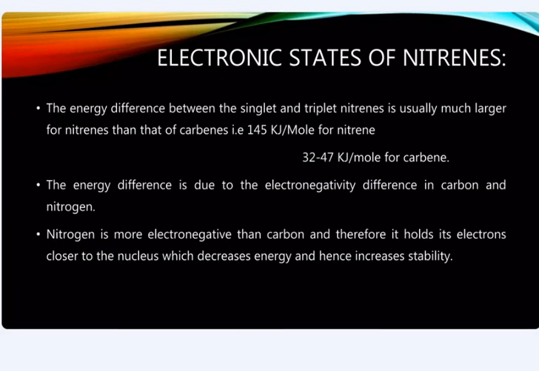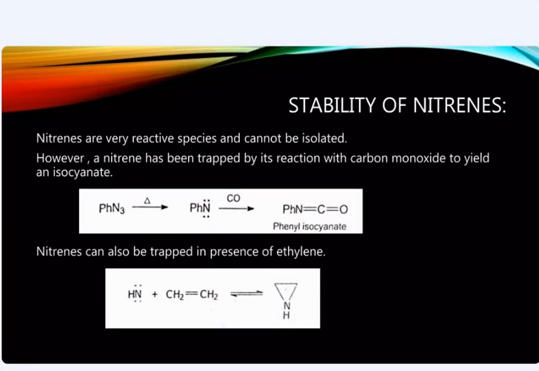Now electronic state of nitrene. The energy difference between the singlet and triplet nitrene is usually much larger for nitrenes than that of carbene, that is 145 kJ per mole for nitrene, 32 to 47 kJ per mole for carbene. The energy difference is due to the electronegativity difference in carbon and nitrogen. Nitrogen is more electronegative than carbon and therefore it holds its electrons closer to the nucleus, which decreases energy and hence increases stability.